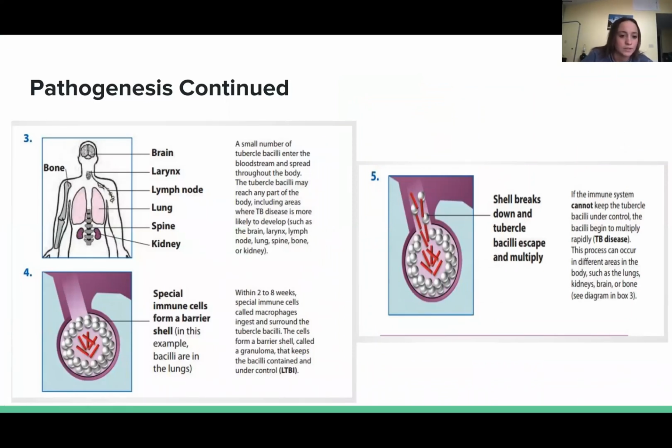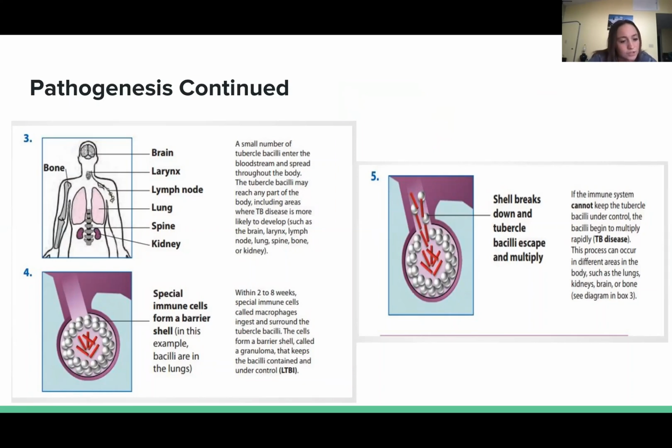Part 3 shows the bacilli spreading in the blood throughout the body to the brain, the larynx, the lymph nodes, lungs, spine, and kidney, and even bones. It can reach any part of the body, and this is where you really notice the different effects and the severity of the disease.